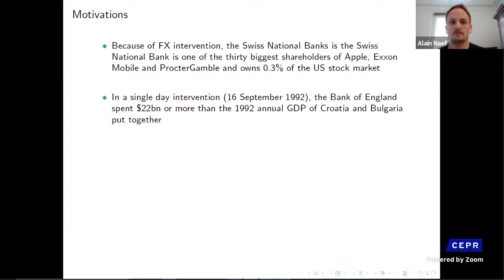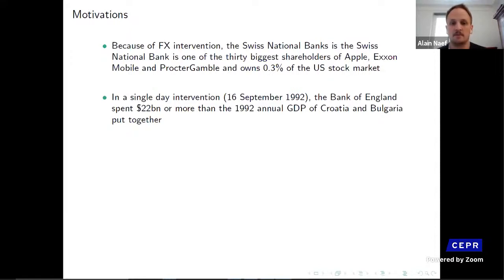This might be especially true in advanced markets where we don't see it that often. But there are some central banks that are intervening, and one of them is the Swiss National Bank, for example. Because of these interventions, the SNB now owns roughly 0.3% of Apple. Because they've bought a lot of dollars and then they had to invest them, and they've invested them into US stocks, one of them being Apple or Procter & Gamble and all the big US stocks.